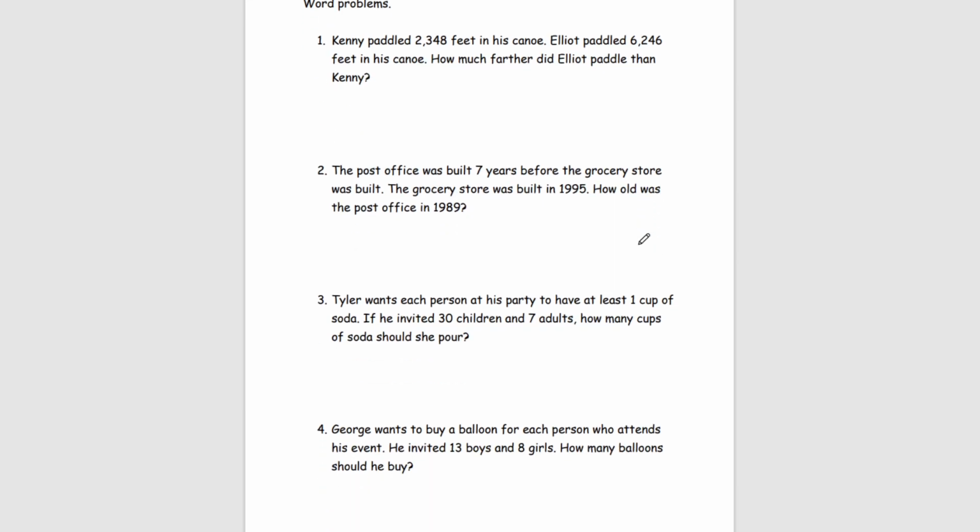Moving on to the word problems. For number 1, we have Kenny paddled 2,348 feet in his canoe, and Elliot paddled 6,246 feet in his canoe. How much further did Elliot paddle than Kenny? So what we know is that Elliot paddled 6,246 feet, and Kenny paddled 2,348 feet. And we're trying to find out how much more Elliot paddled. So all we have to do is subtract Kenny's from Elliot's.